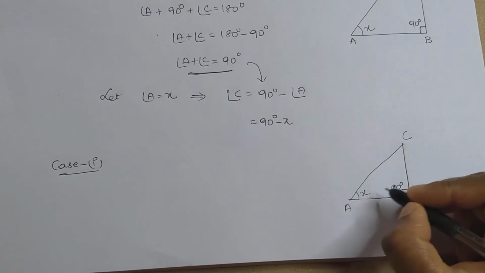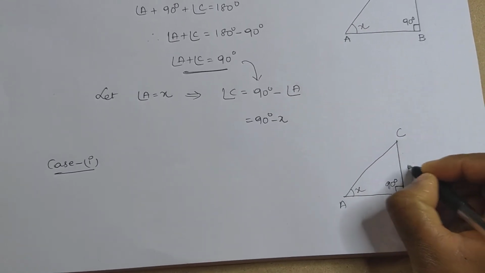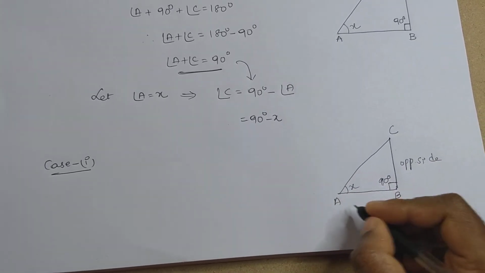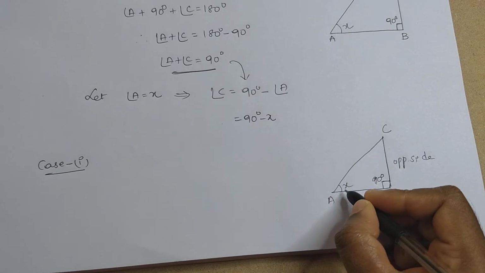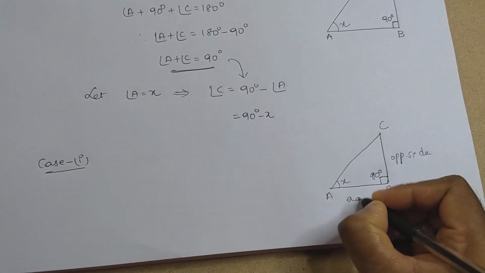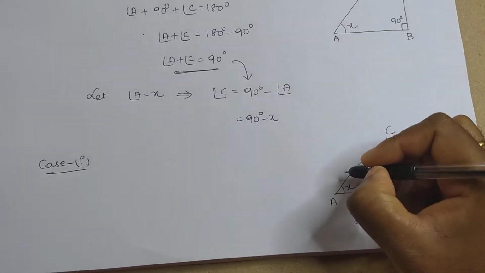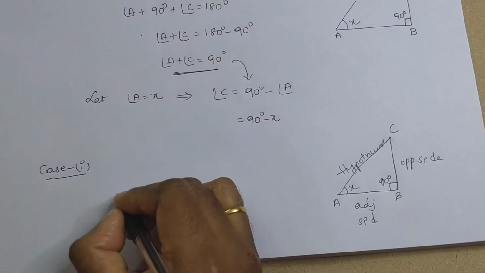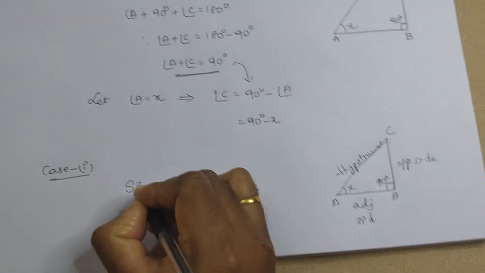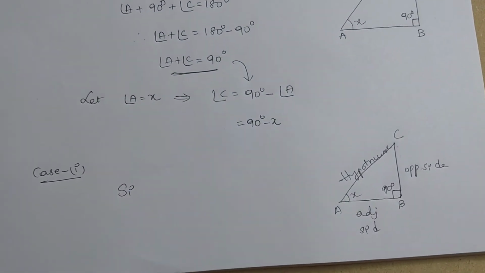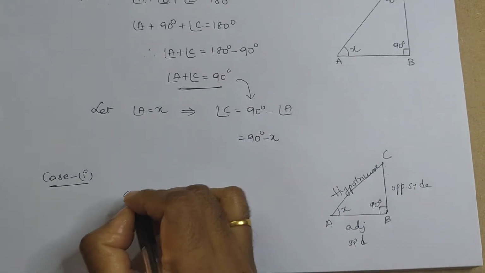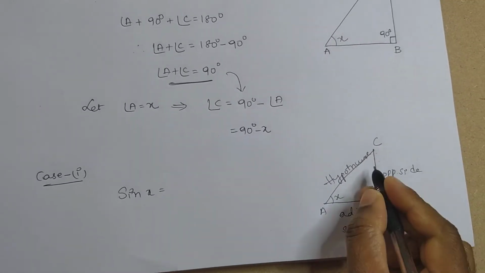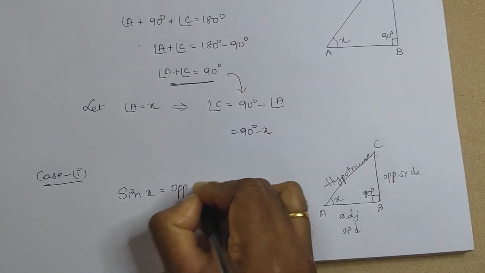For angle A, BC is the opposite side. Correct? For angle x, angle A or angle x, anything is the same. AB is the adjacent side, and AC is the hypotenuse. Now let's write the trigonometric ratios. Sin x equals, what is it? Opposite side by hypotenuse, right? Only for this I am writing the formula.